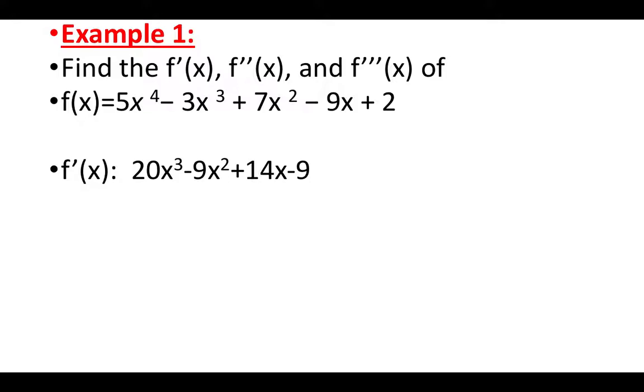All right. Now, to take my second derivative, you're just going to go ahead and take the derivative of the first derivative. So this is going to give us our second derivative. The 3 came down to give 60, minus 1 to give x squared. 2 came down to give you 18. 2 minus 1 gave me x. Derivative of 14x was just 14. Minus 9 was a constant. That disappeared. So that's my second derivative.